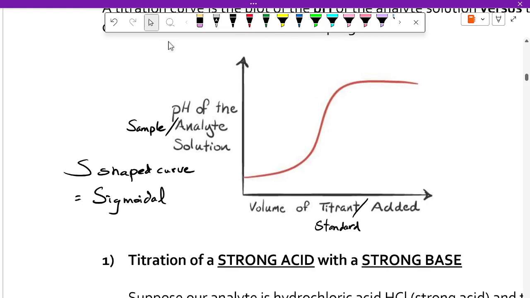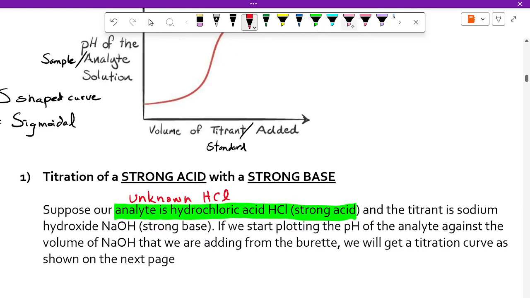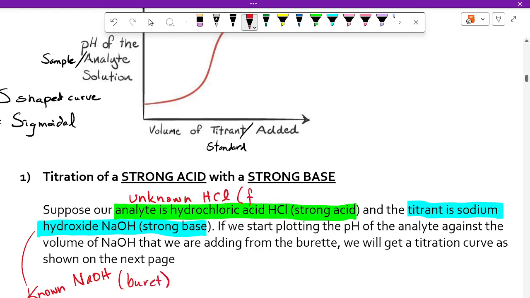Anyway, that's okay. So when we titrate a strong acid with a strong base, suppose our analyte is hydrochloric acid, HCl, that is our unknown, and our titrant is sodium hydroxide, NaOH, so our known is NaOH. So who is going to be in the flask and who is going to be in the burette? NaOH is going to be in the burette, HCl will be in the flask. Okay, and if we start plotting the pH, we will get a titration curve that we will see on the next page. Here we go.